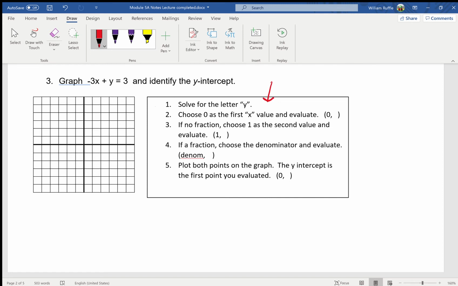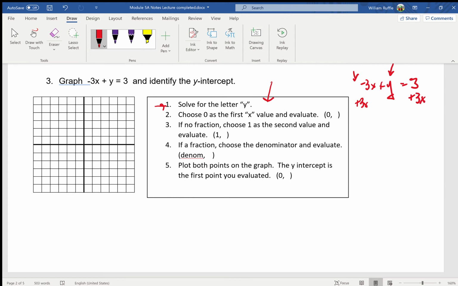The first step is always to solve for the letter y. Now, a lot of the times the y will already be solved for. In this case, it is not. But if I have negative 3x plus y equals 3, in Unit 4 we learned how to solve for a specific letter. So I'm trying to get y by itself, so I want to move the negative 3x to the other side. Well, what's opposite of that? Well, I'm going to add 3x because I'm going to the other side.